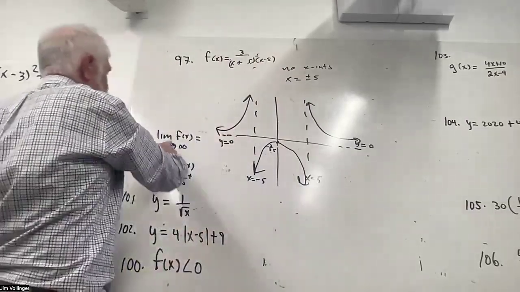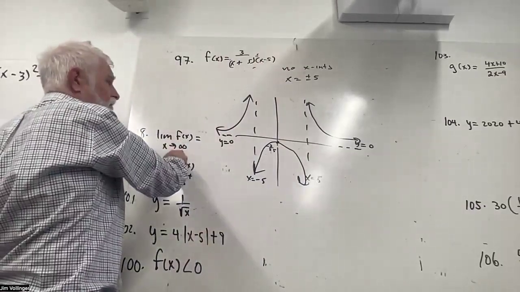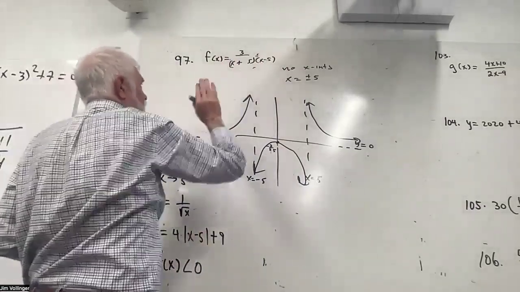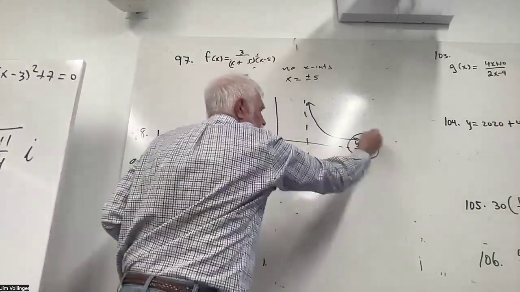All right, so what is the limit of this function as x goes to infinity? The bigger the number in, the closer you get to 0.